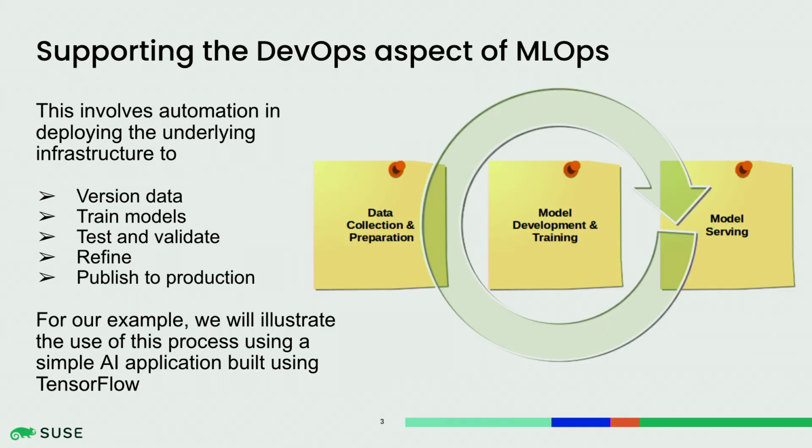So this is pretty standard DevOps kind of MLOps activities in training a model. You know, data collection and preparation. We have a data set that we're going to pull. We're going to have a model that we're going to grab, and then we're going to train, and then we're going to serve that model up into a production environment after we validate it and refine it and test it.